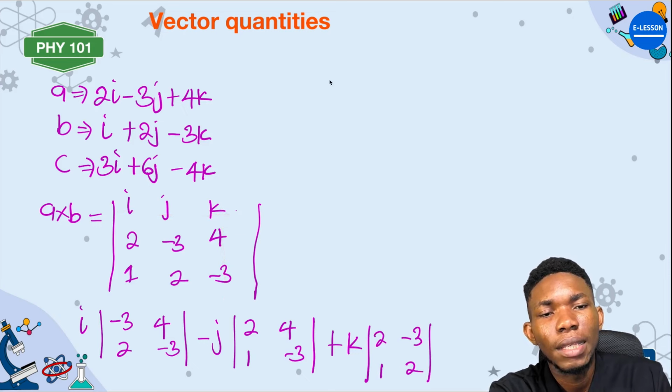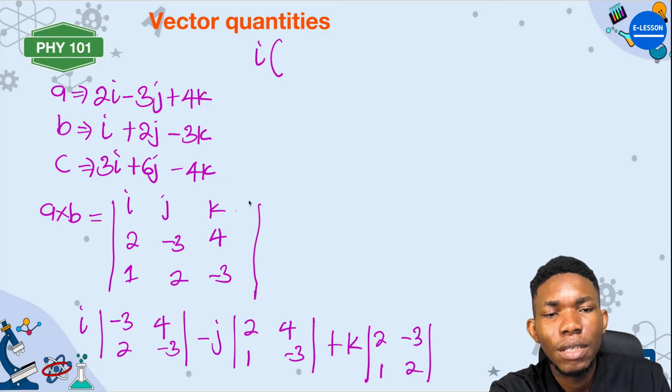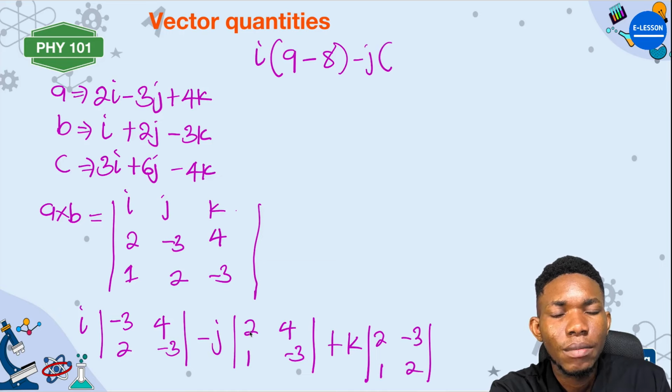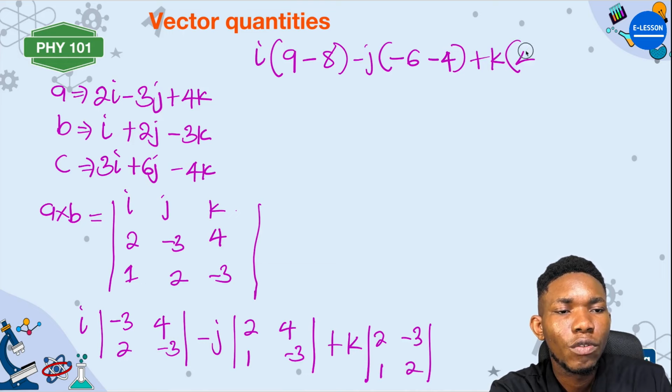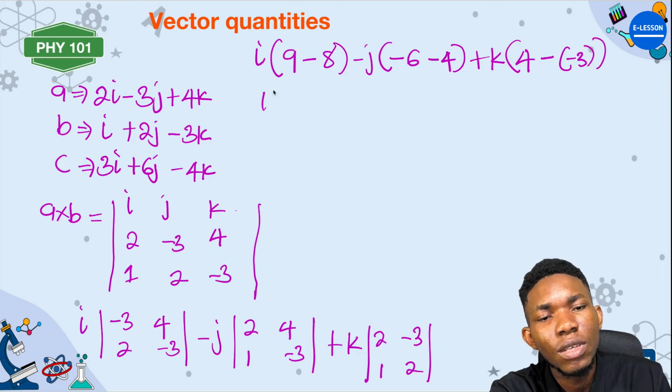All right? So at the end of the day, you have i bracket. Minus 3 times minus 3 will give us what, my dear student? 9. Minus 2 times 4 will give us what? 8. Then minus j bracket. Minus 3 times 2 will give us what? Minus 6. 1 times 4 will give us 4. Plus k bracket. 2 times 2 will give us what? 4. Minus 1 times minus 3 will give us minus 3.